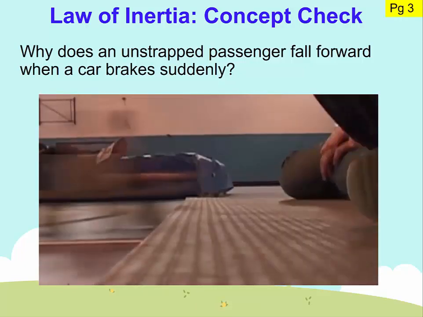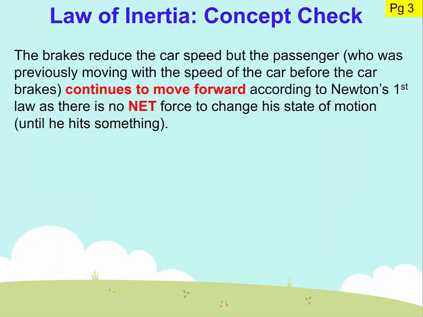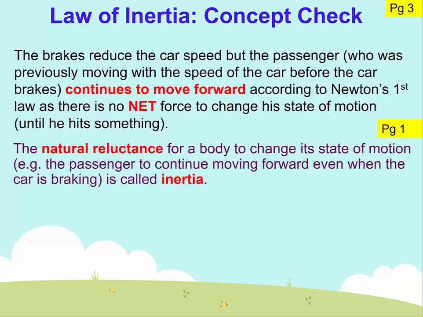Can you see that the brakes reduce the car speed, but the passenger who was previously moving with the speed of the car, because he's moving with the car, is still moving with the original speed of the car? So the passenger continues to move forward according to Newton's first law, since there is no net external force to change his state of motion. Until he hits something, then he will stop.